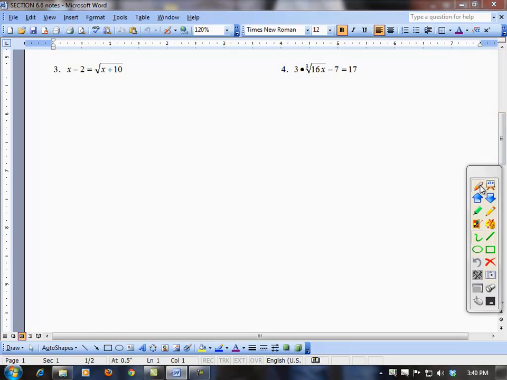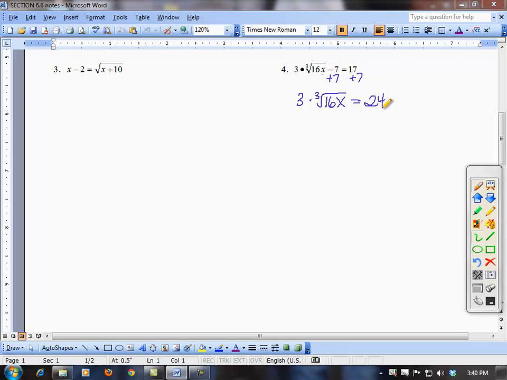Now I'm going to start with number 4 because 3 is actually the hardest one in my opinion on the notes. So let's start with number 4 and work our way through. If I'm going to solve this root, I'm trying to find x. X is inside a cube root, so I have to get rid of the outside of the cube root first. So I'm going to add 7 to both sides first. 3 times the cube root of 16x equals 17 plus 7 is 24.